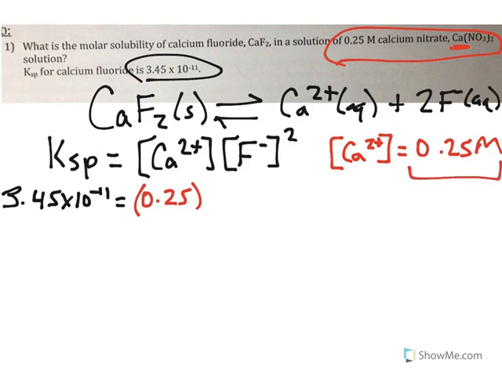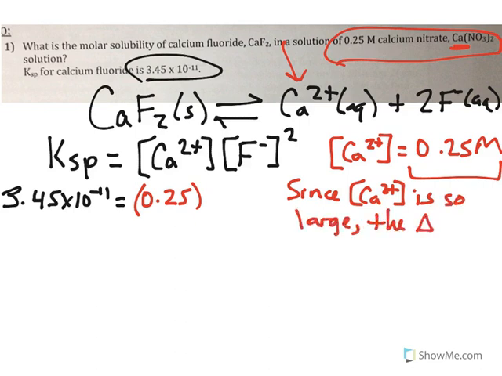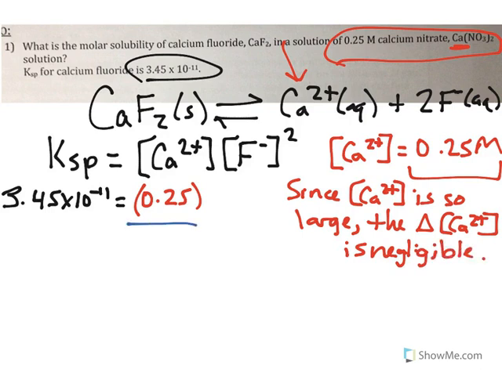Now, however, I forgot to do this in the previous problem. Technically, this concentration is going to change because still some of this will dissolve. But we need to state the assumption, which I neglected to do in the previous problem, that since the calcium 2 plus ion concentration is so large, the change in that concentration is negligible. That's letting us simply plug in this 0.25 for our number here. Otherwise, we technically would have to worry about the fact that a tiny bit more of it does dissolve.